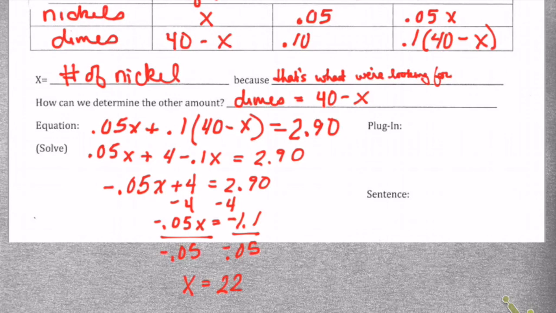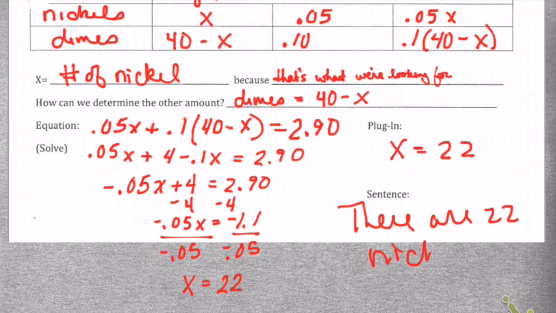So hopefully you got x is 22, and that's what we were looking for. So not much to plug in. Now if you had defined it the other way, where the dimes was x and the nickels were 40 minus x, you'd have to plug in to find the nickels. There are 22 nickels.